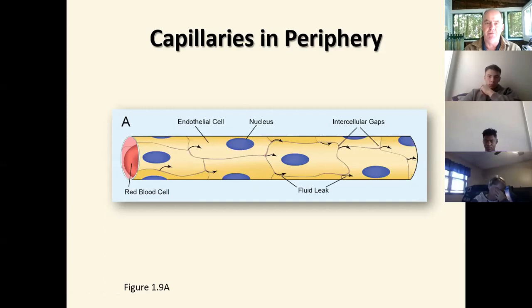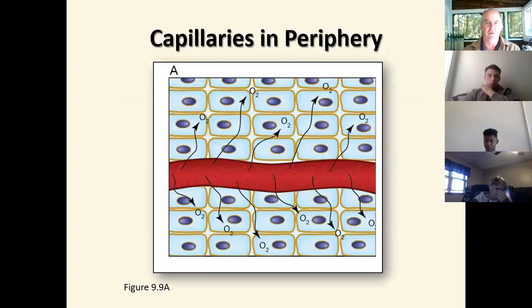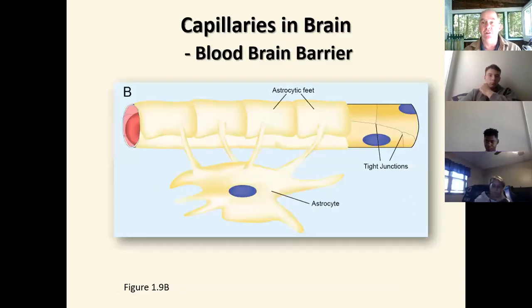The only place that's different from that is in your brain. Capillaries in the periphery, and so on. The only place that's different is in your brain, and this is what we call the blood-brain barrier. You've got glial cells there called astrocytes. Glial cells are kind of helper cells in the brain. We used to say they don't do any signal transduction. Turns out they do a little bit, but we don't get into that. But anyway, they're like support cells in your brain, keeping the neurons happy.